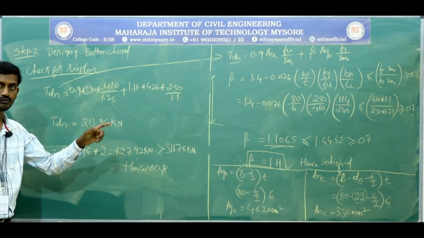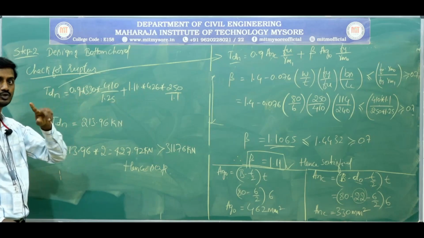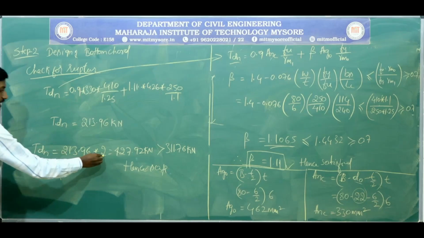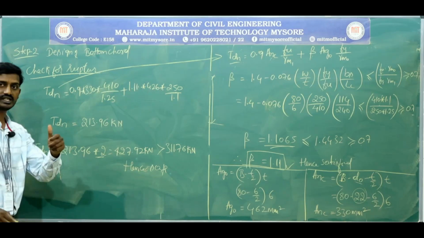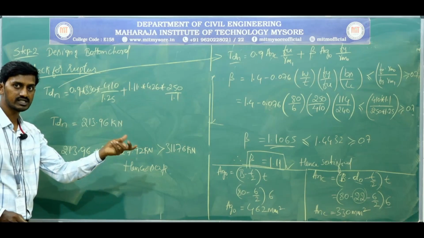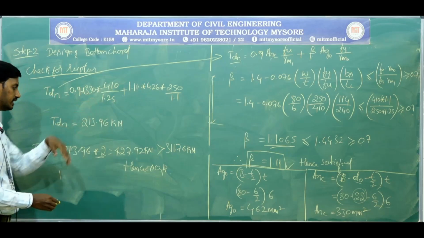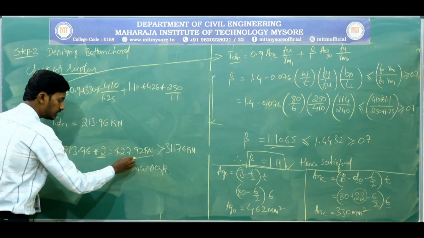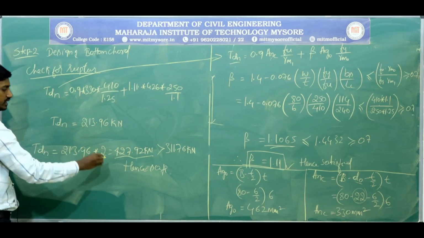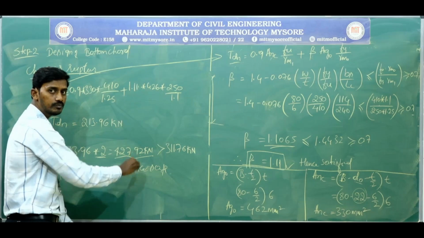Because it is a double angle, we have nowhere multiplied with the number 2. So I am multiplying it here at the end. So initially don't confuse with the area, I have considered only one angle. Now I am multiplying that force by 2. So the actual resisting force in the rupture is 427.92.